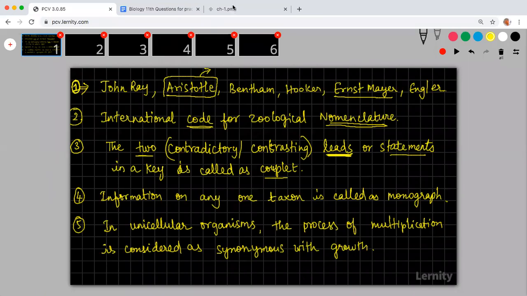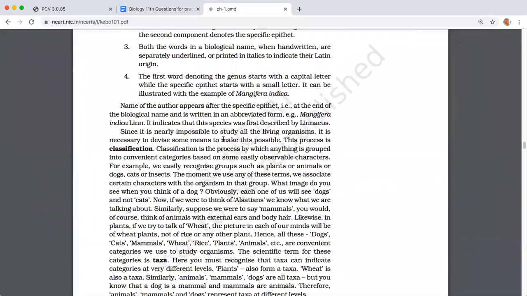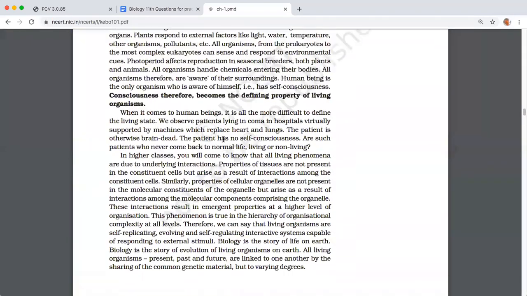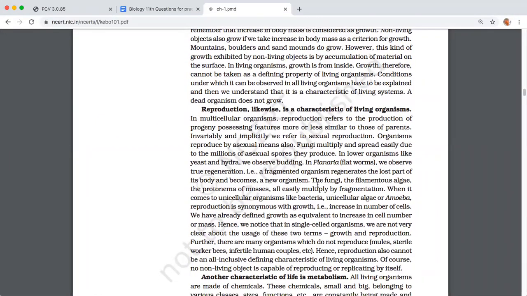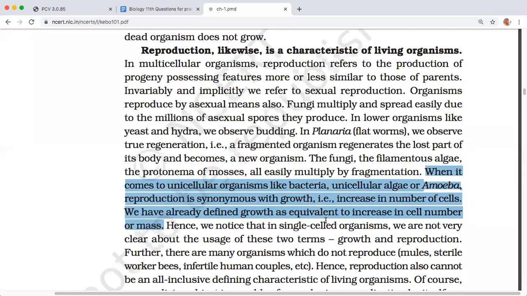Okay. So you read the textbook, you will be able to get it. Check the first initial part of the lesson. I have highlighted a particular passage. Read that part. When it comes to unicellular organisms like bacteria, unicellular algae, or amoeba, reproduction is synonymous with growth, that is, increase in number of cells. We have already defined growth as an equivalent increase in cell number or mass. Okay, leave the rest; till this part itself is fine. So these 3 lines.